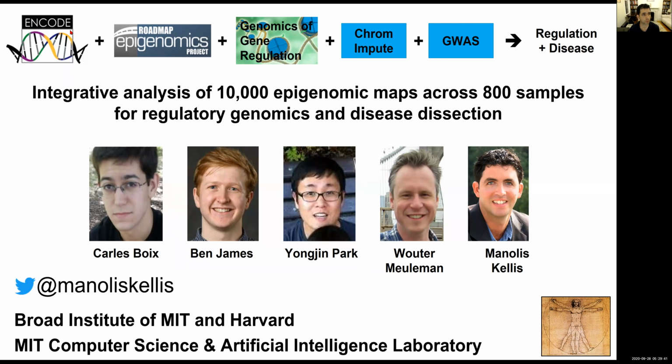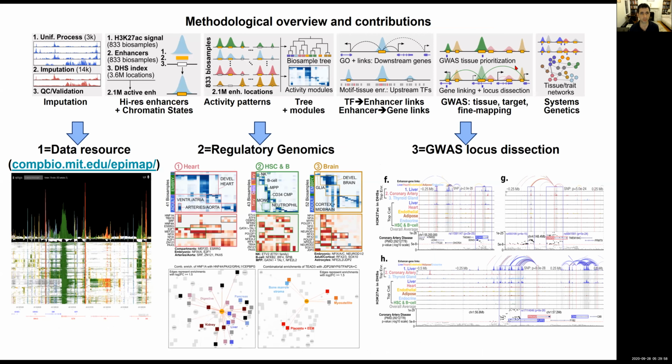So we've basically combined data sets across ENCODE, Roadmap Epigenomics, and Genomics of Gene Regulation. We've used imputation to complete all these data sets, and we also integrated them with genome-wide association studies to basically infer genetic regulation insights and also disease.